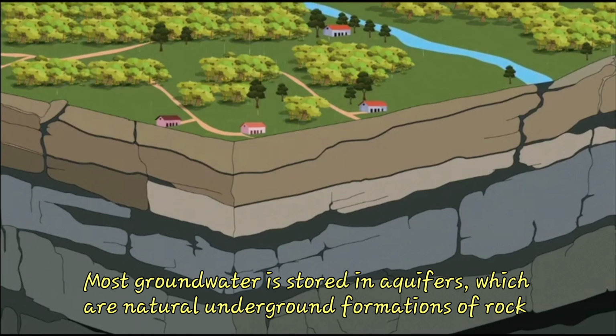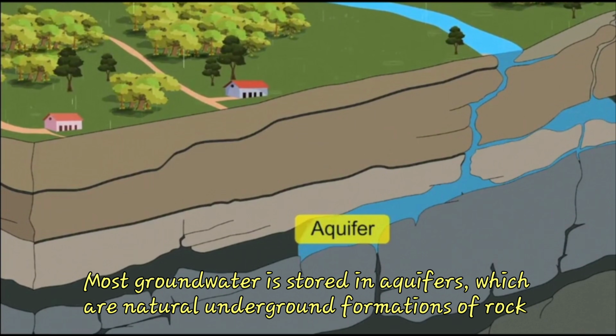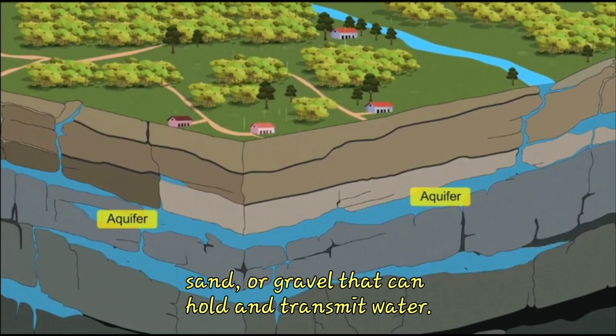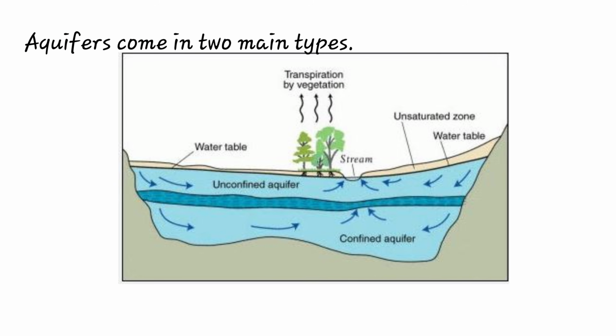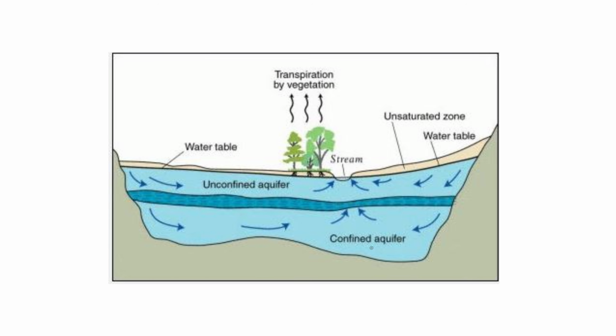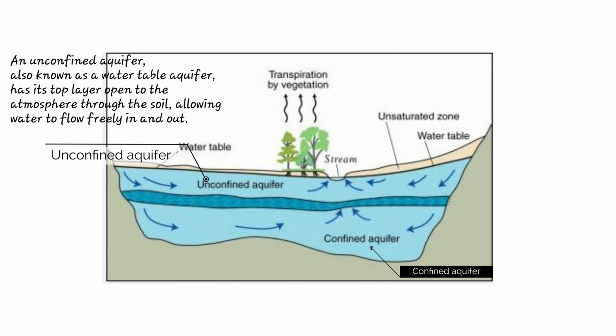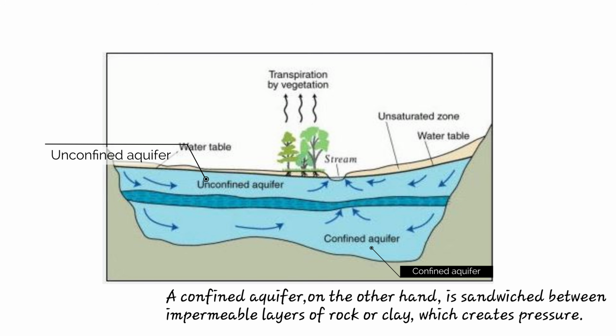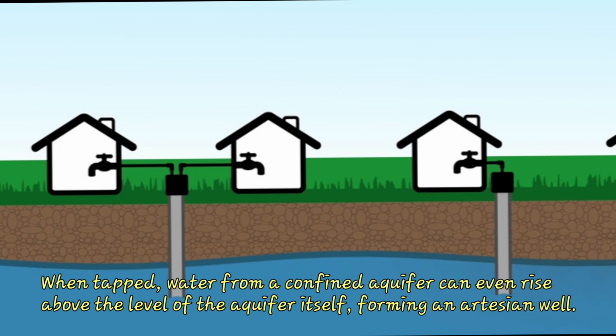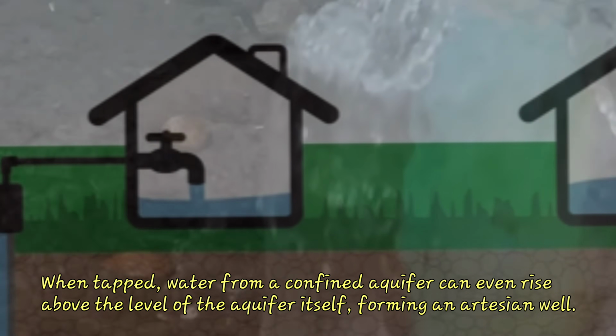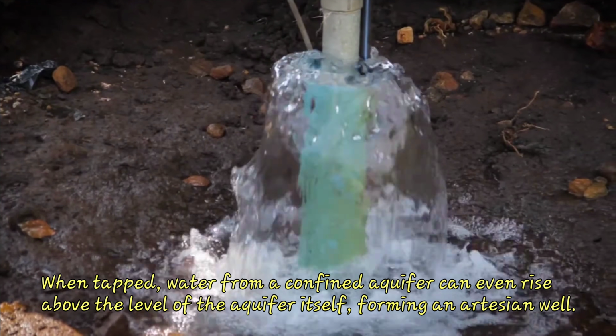Most groundwater is stored in aquifers, which are natural underground formations of rock, sand, or gravel that can hold and transmit water. Aquifers come in two main types: confined and unconfined aquifers. An unconfined aquifer, also known as a water table aquifer, has its top layer open to the atmosphere through the soil, allowing water to flow freely in and out. A confined aquifer, on the other hand, is sandwiched between impermeable layers of rock or clay, which creates pressure. When tapped, water from a confined aquifer can even rise above the level of the aquifer itself, forming an artesian well.